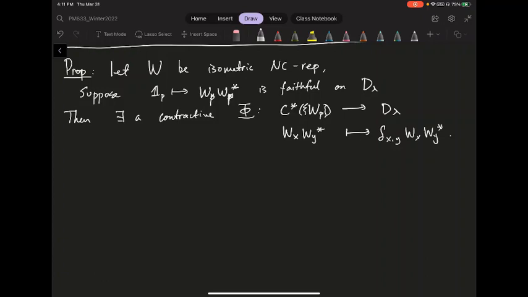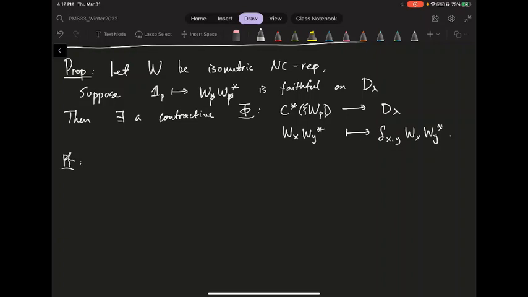Then what I have is that there exists a contractive map from the C-star algebra generated by these isometries to the diagonal algebra. Basically, what it does is that it kills off all the off-diagonal. So W_x W_y star will be mapped to 0 if x and y are different. Here delta_xy is the Kronecker delta. So it gives you 0 if x and y are different, and it is equal to 1 if x is equal to y.